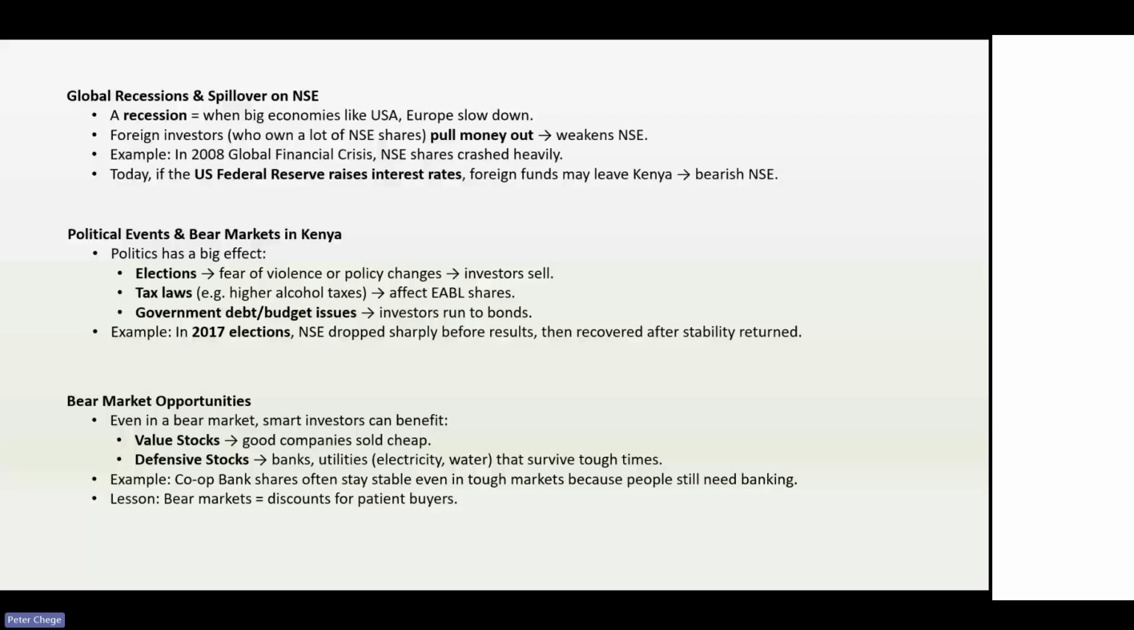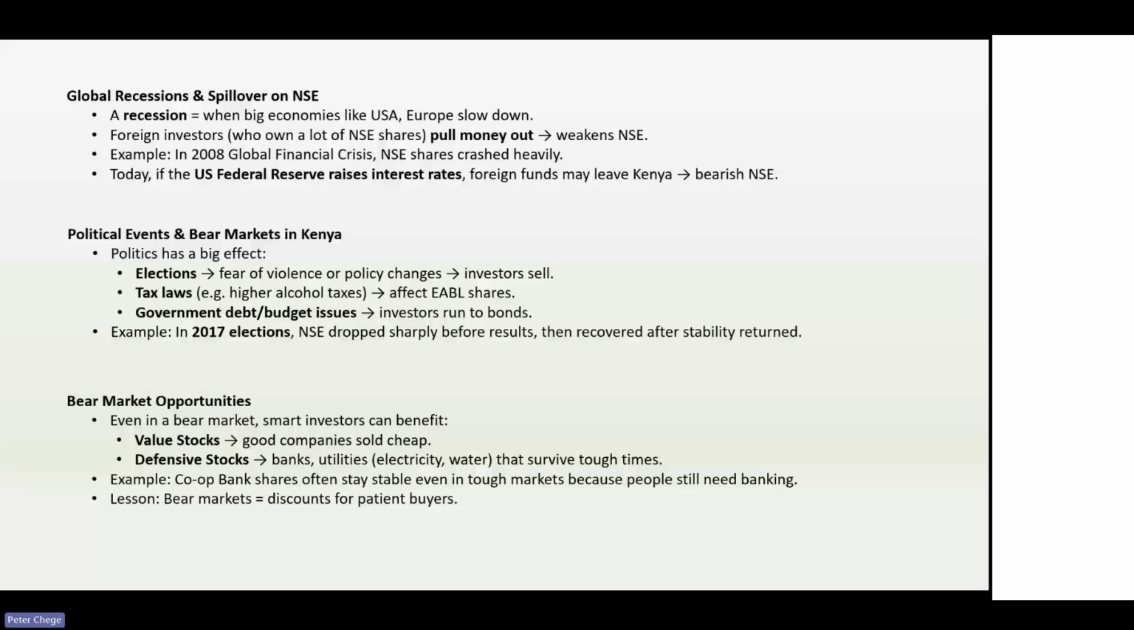A good example: you introduce tax on alcohol. That will have a direct effect on East Africa Breweries, because it means there will be less consumption, because prices will go up. Also, you find even EABL itself will struggle to produce that alcohol. What happens? Prices start to go down.